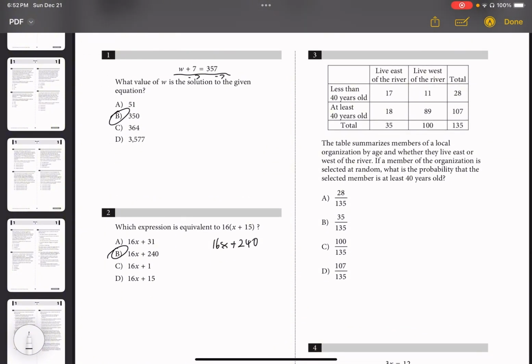Question 3, the table summarizes members of a local organization by age and whether they live east or west of the river. If a member of the organization is selected at random, what is the probability that the selected member is at least 40 years old? Okay, so at least 40 years old, we have this section over here. And it's asking if they are part of the organization, so that includes both sides. So 107 out of 135 would be our answer.